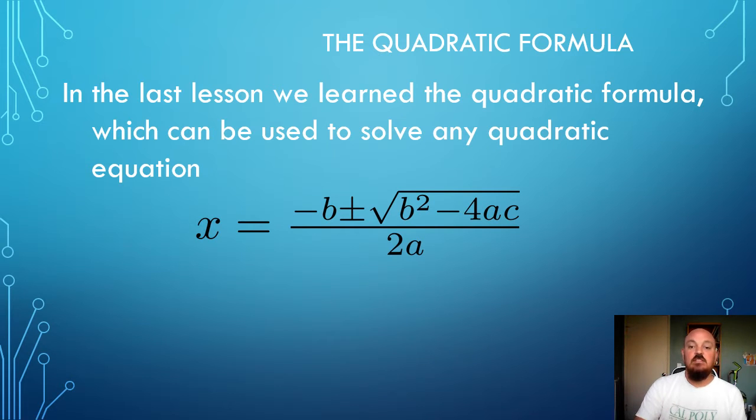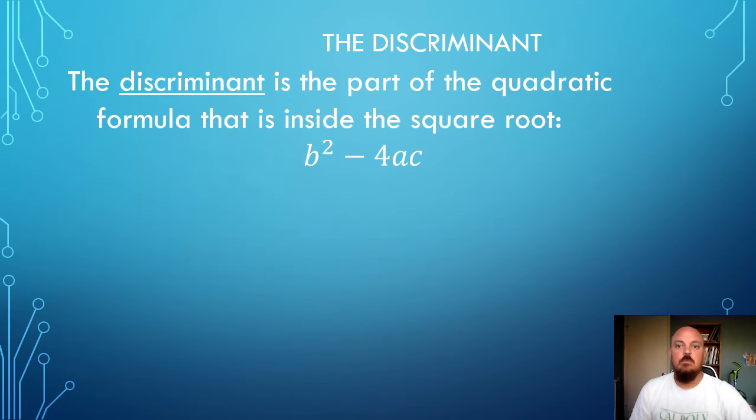Now basically what the discriminant is, is the little mini formula inside the square root. That's what we call the discriminant right there. So again, the discriminant is the part of the quadratic formula that's inside the square root. It's the little mini formula, just the b squared minus 4ac part.